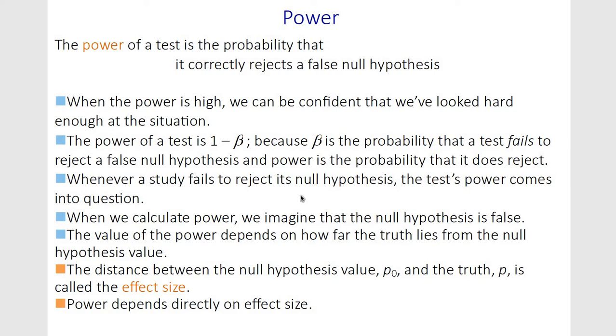So when a study fails to reject its null hypothesis, the test power comes into question. When we calculate the power, we imagine that the null hypothesis is false. So the value of the power depends on how far the truth lies from the null hypothesis value. Hopefully this is all making sense. Power depends directly on effect size.